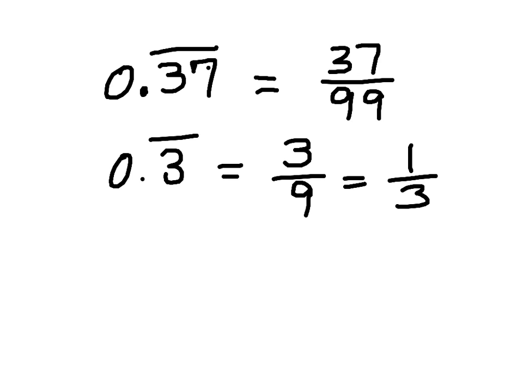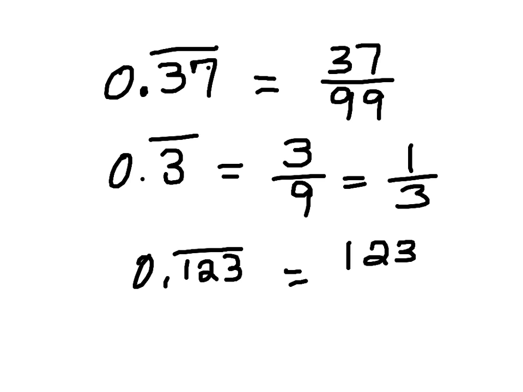Now that's simple enough if all of your numbers have bar notation over it. For instance, 0.123 with bar notation over the 123, you simply put it over 999, a 9 for every place value. But let's take a look at if only one number has bar notation, and I think that's what the person who sent a message was referring to.